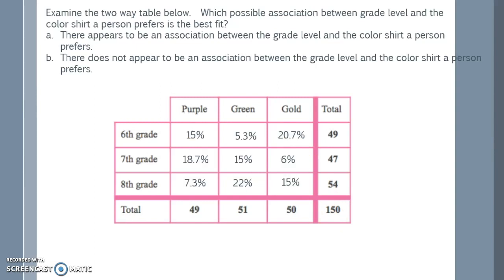When I take a look at my relative frequencies, I see that 20, 18, and 22 appear to be higher, but not necessarily an association. But we can say that there does appear to be an association between grade level and the color shirt a person prefers. Although not significant, there is a slight association.